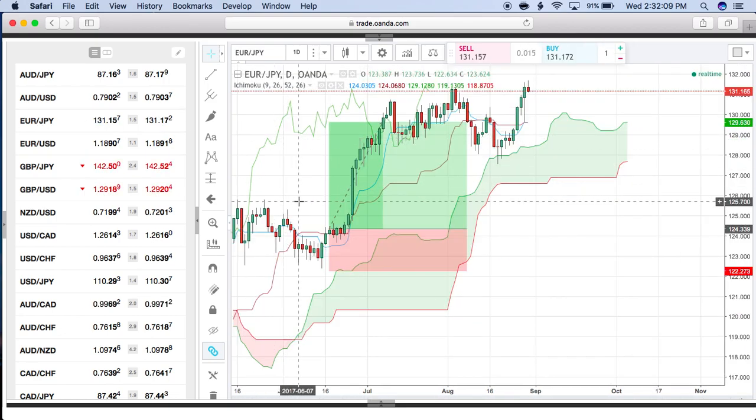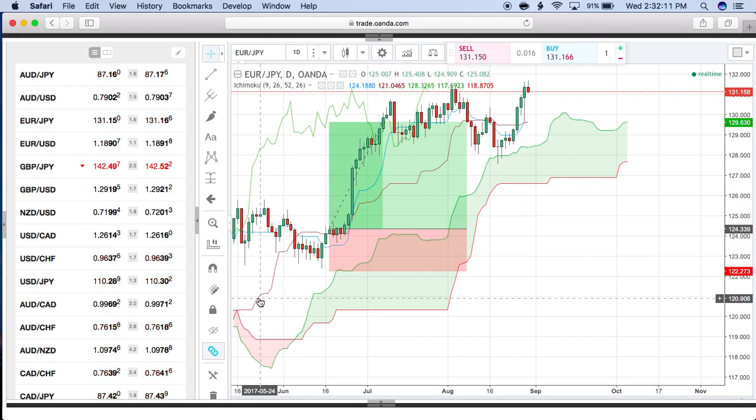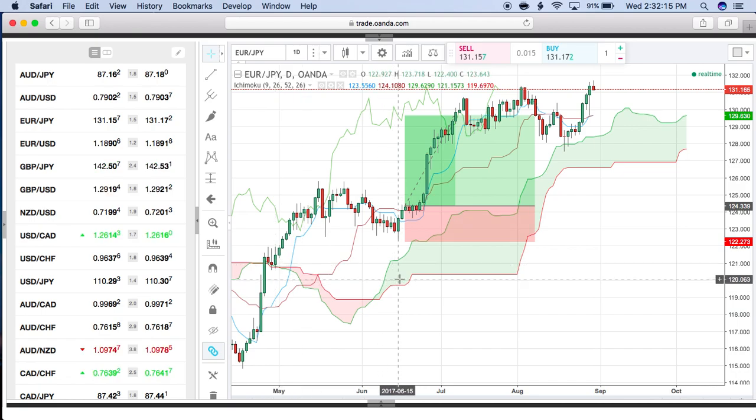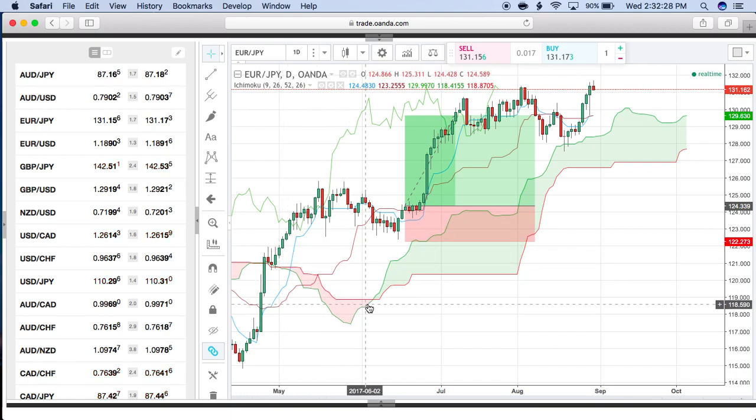Euro yen, very similar. Now, what had happened here was it came out, we had a green cloud. You see how the cloud is slid to the right? It slid to the right 26 days. All right, so when it came out here, it was probably still red cloud, so that's not confirmation for the long yet.